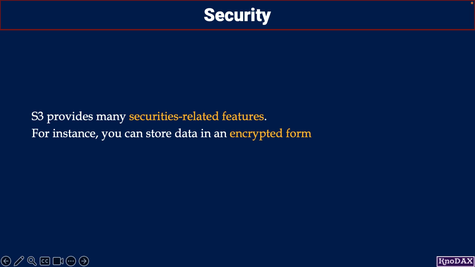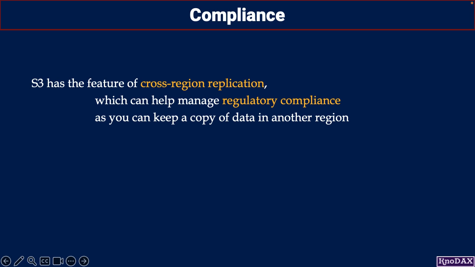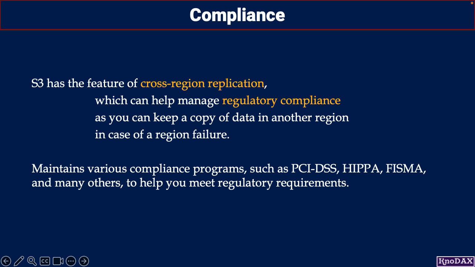The last one we will cover here is compliance. S3 has the feature of cross-region replication, which can help manage regulatory compliance, as you can keep a copy of data in case of a region failure. AWS maintains various compliance programs such as PCI DSS, HIPAA, FISMA, and many others to help you meet regulatory requirements.